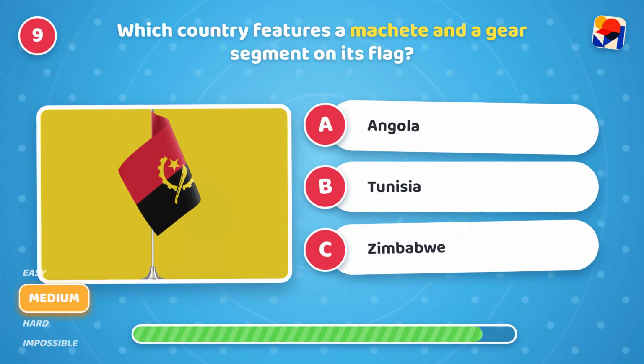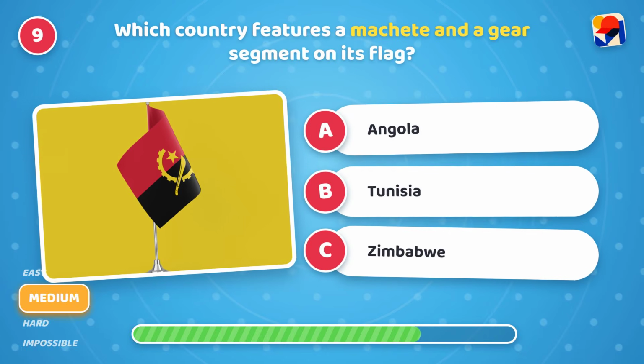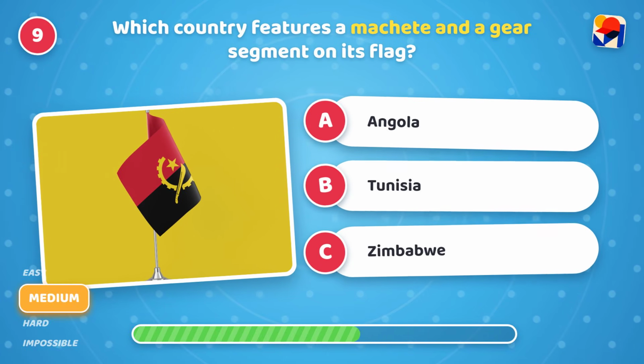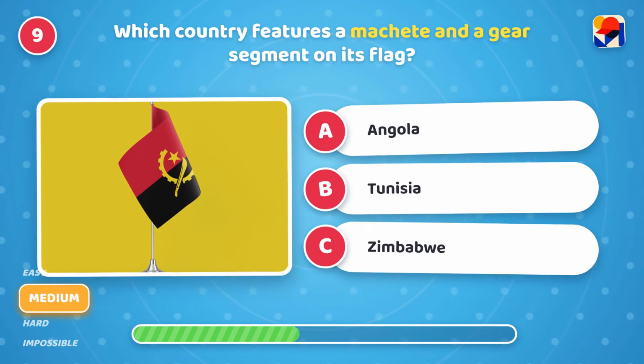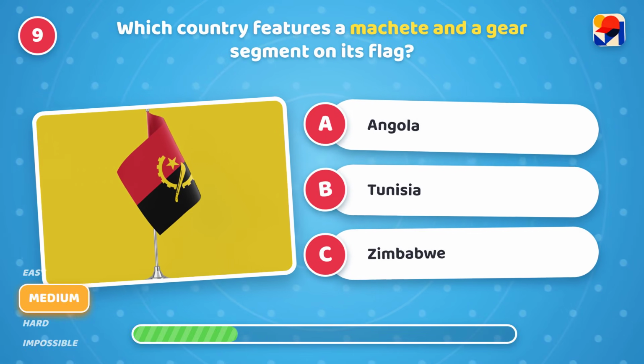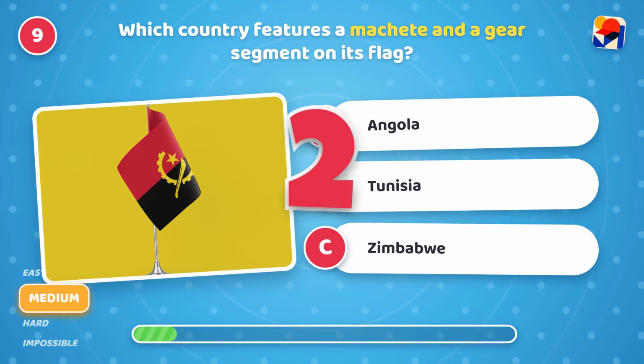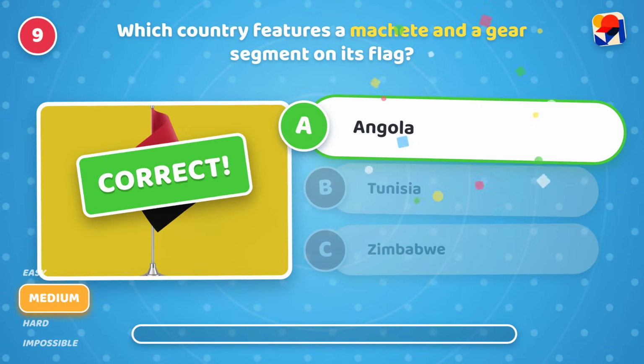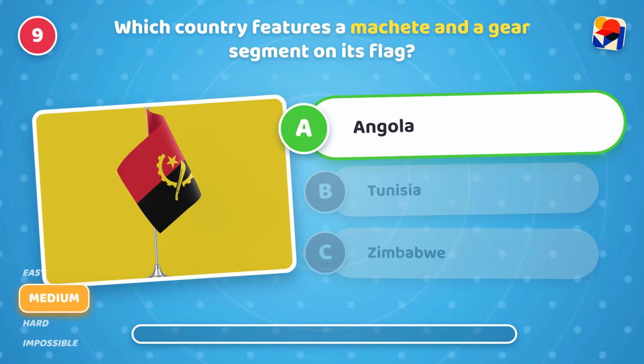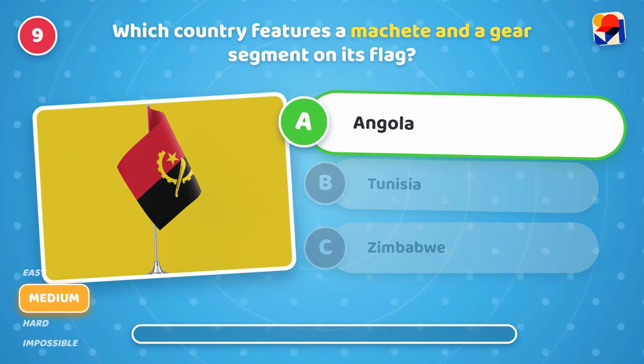Which country features a machete and a gear segment on its flag? Is it A, Angola, B, Tunisia, or C, Zimbabwe? It's A, Angola. Symbols represent industry and agricultural workers.